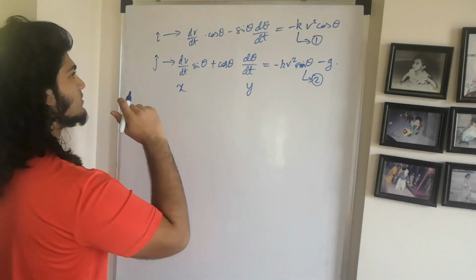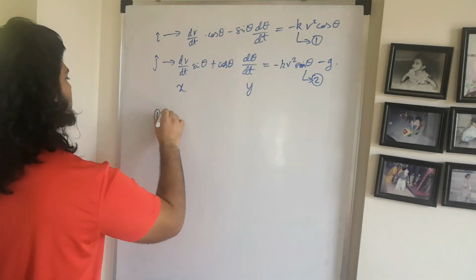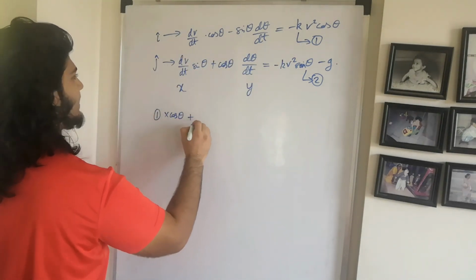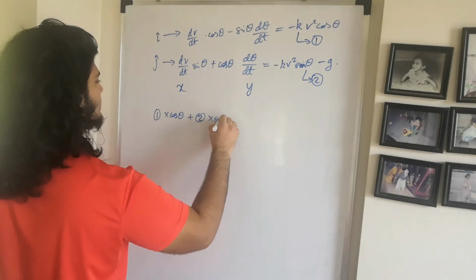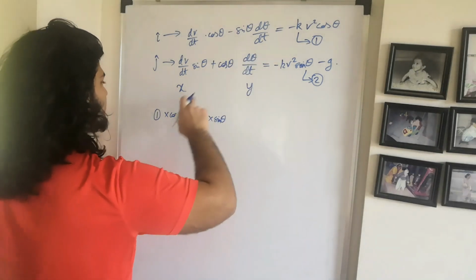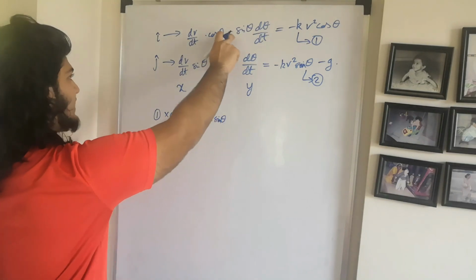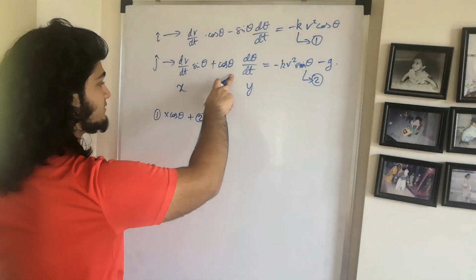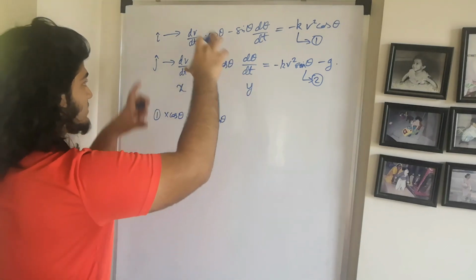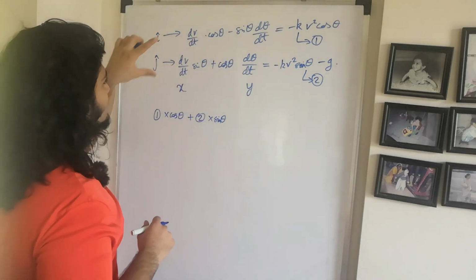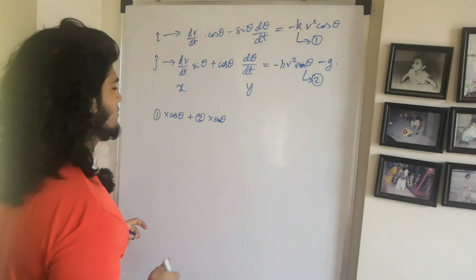And now we can multiply equation 1 by cos theta, so 1 into cos theta, and add to that the second equation into sin theta. So what does this do? Well, if you multiply the first equation with cos theta, you'll have sin theta cos theta d theta with a negative sign, and if you multiply the second equation with sin theta, then you'll have sin theta cos theta d theta with a positive sign, so they'll cancel out, and you'll just have one equation in one variable, which is dv by dt, and then we can algebraically solve for it.